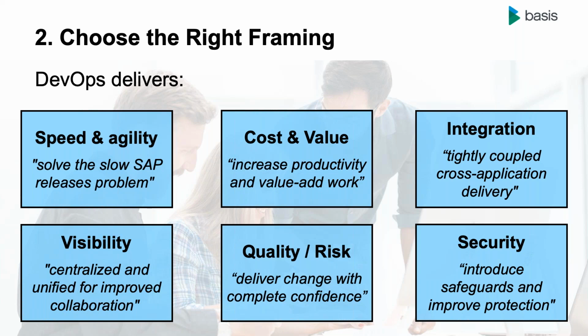The first one is around speed and agility. DevOps has a very strong focus on automation. It has a very strong focus on shifting left. And by shifting left, that means being able to identify and eliminate defects earlier within the development lifecycle. So finding defects in development rather than in QA, finding defects in QA rather than in production.